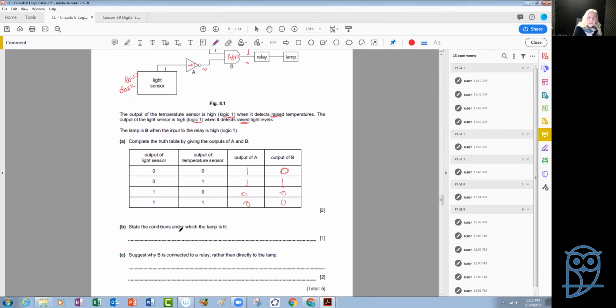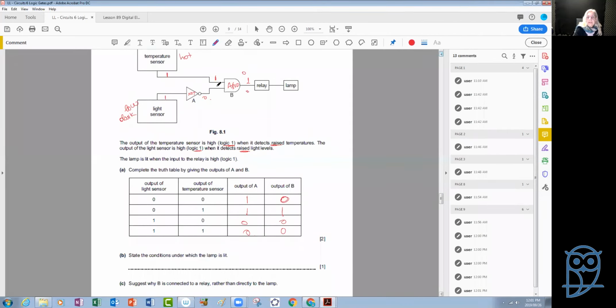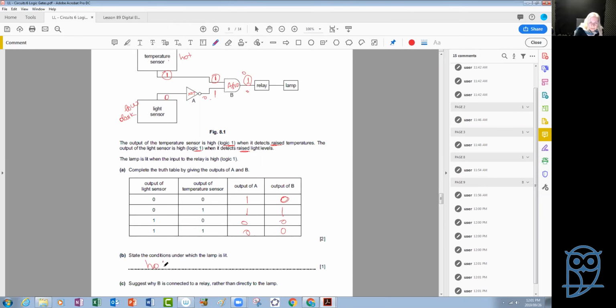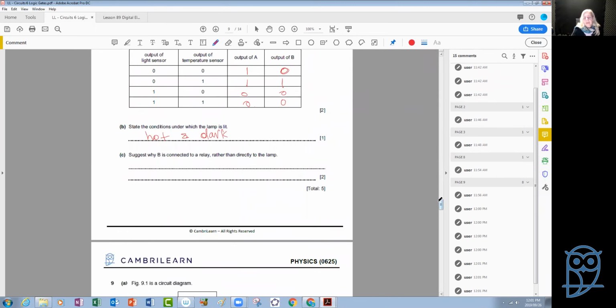State the conditions under which the lamp is lit. Well, the lamp will be lit if this output is 1, which means this must be 1, and this must also be 1, which means this must be 0. So the temperature must be hot, and the light must be dark. So hot and dark. These are the conditions. Oh dear, we need to stop. Let's see if we have time.